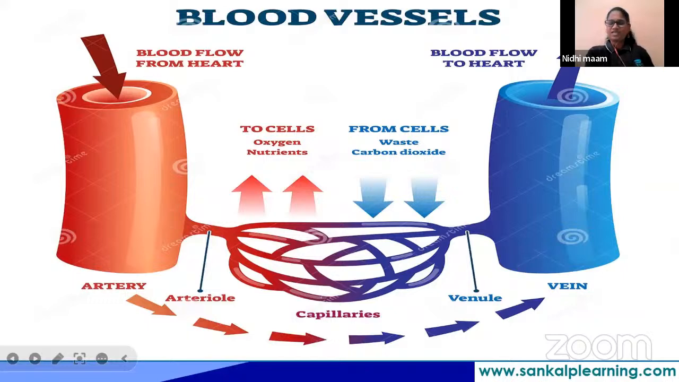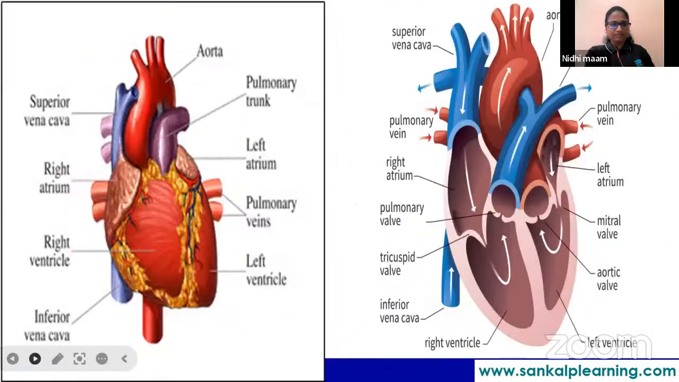See, as you can see in this diagram, arteries are the blood vessels which carry the blood from the heart to the cells. Veins are the blood vessels which carry the blood from the cells to the heart. As the artery is showing red color, it indicates that oxygen rich blood is being carried. And as the vein color is showing as blue, it represents that the veins will be carrying carbon dioxide rich blood. Okay, then when you see this diagram, just a minute.